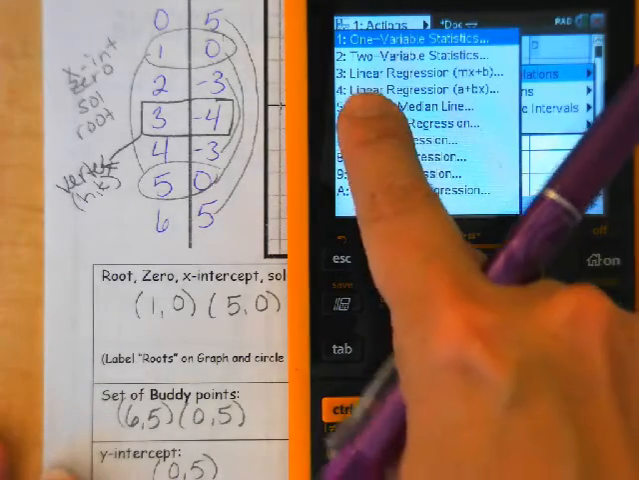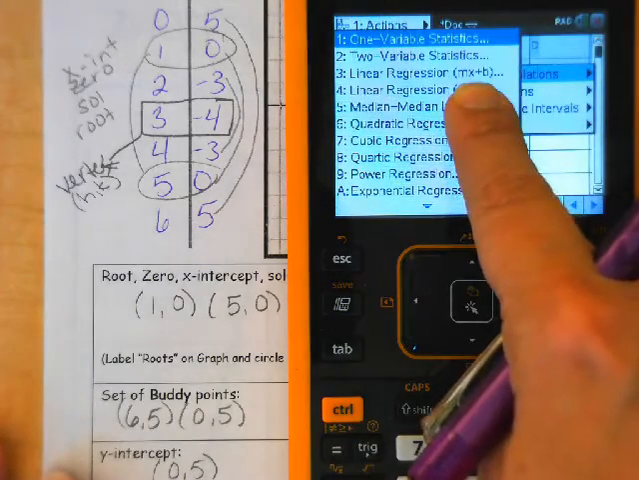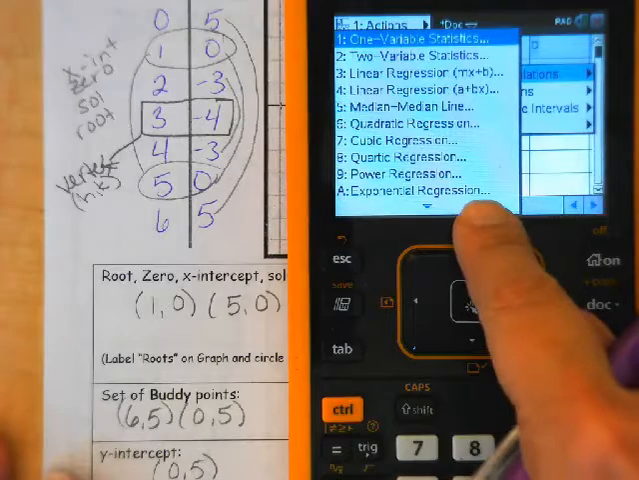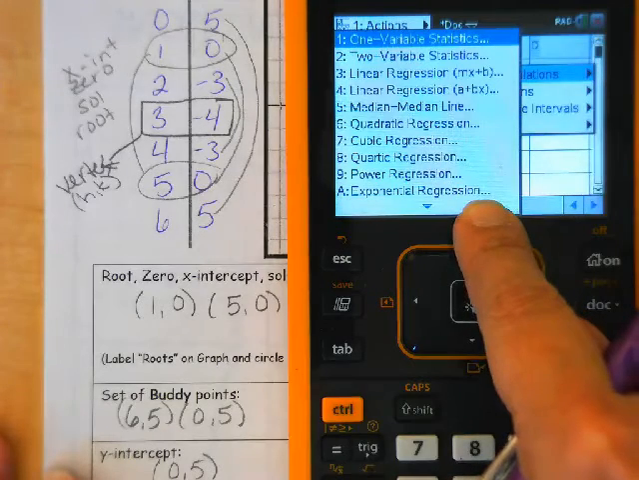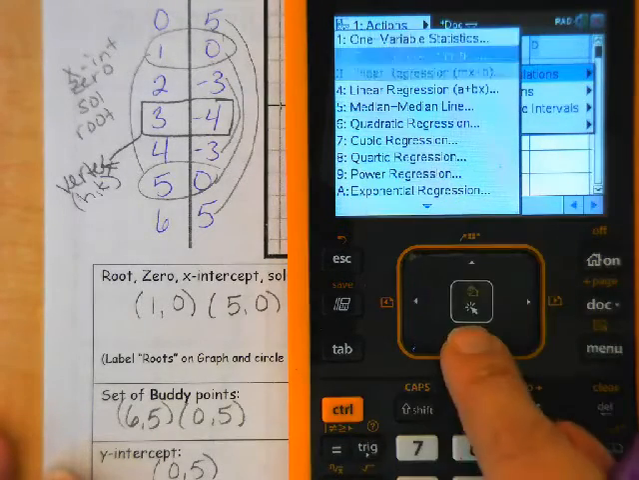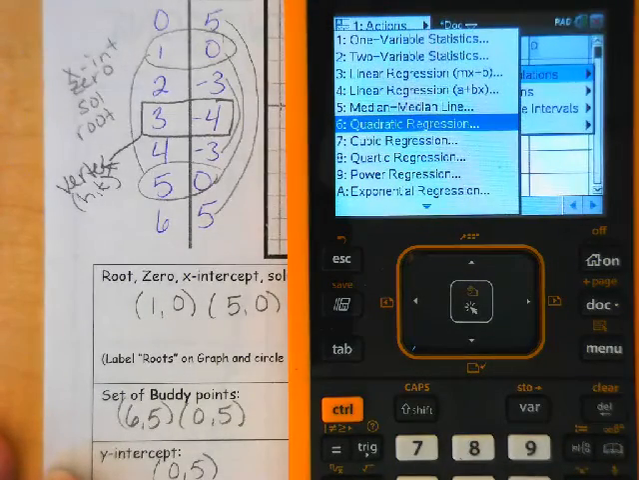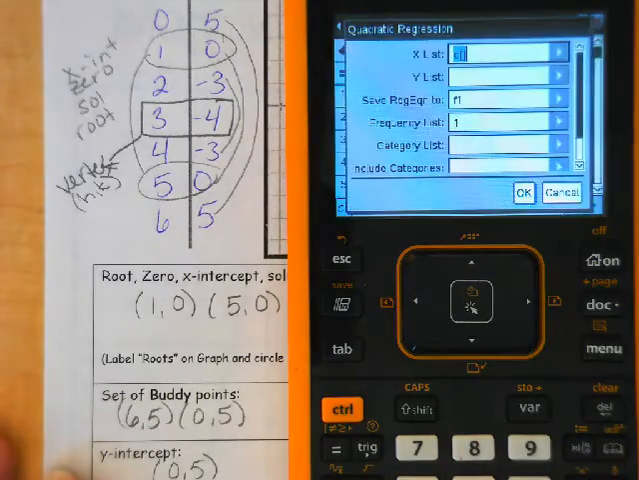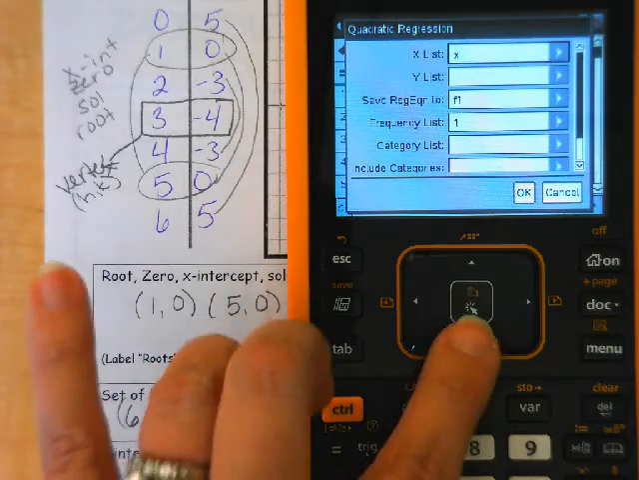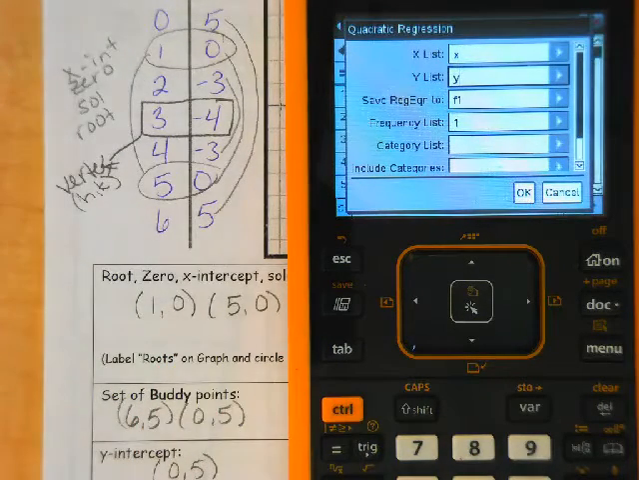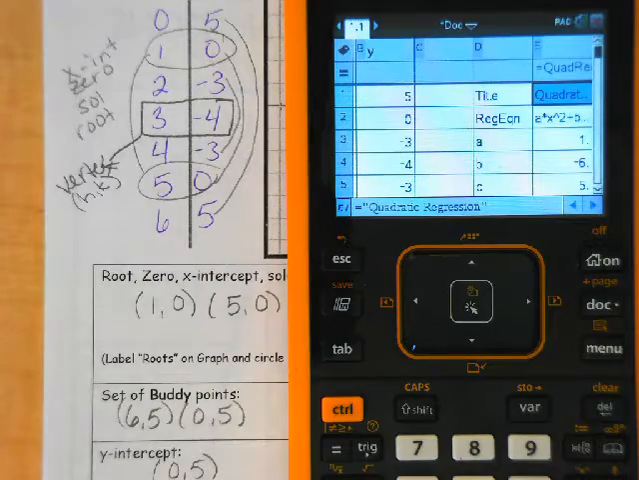We started with linear. We started with 3, mx plus b. Then we went to exponential. But what kind of regression is this? This is a quadratic, so you're going to go to number 6. So menu 4, 1, 6, and then you just put in your X, down arrow, Y, hit enter twice. Okay, so we can make a little note here.